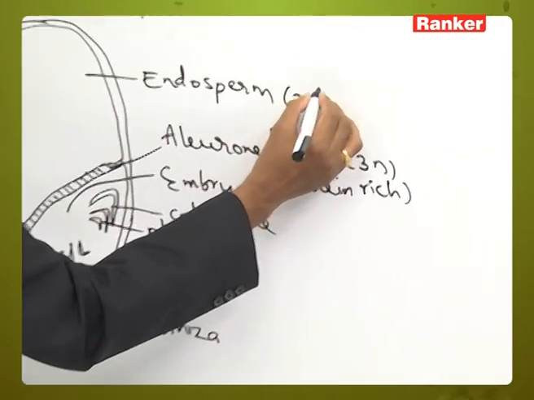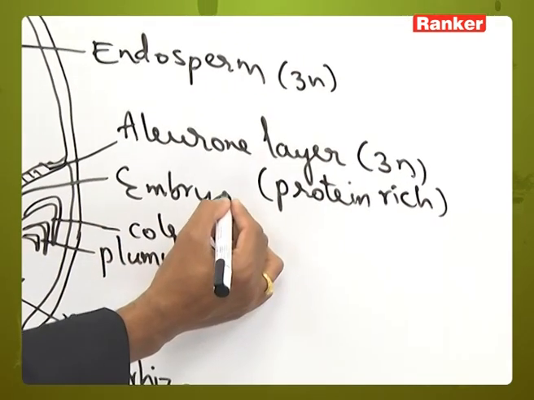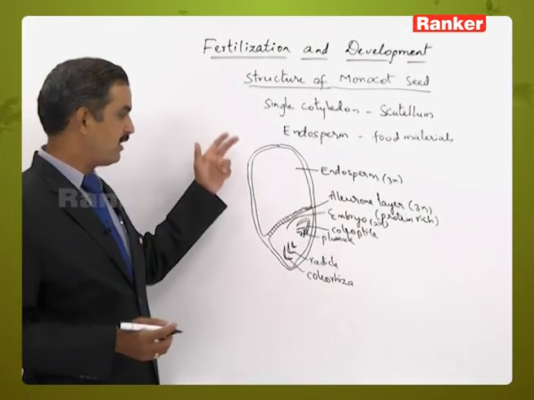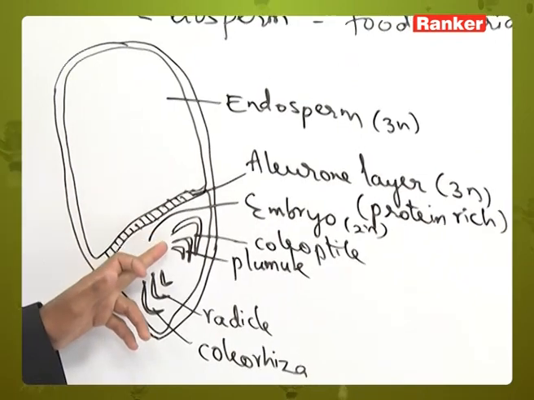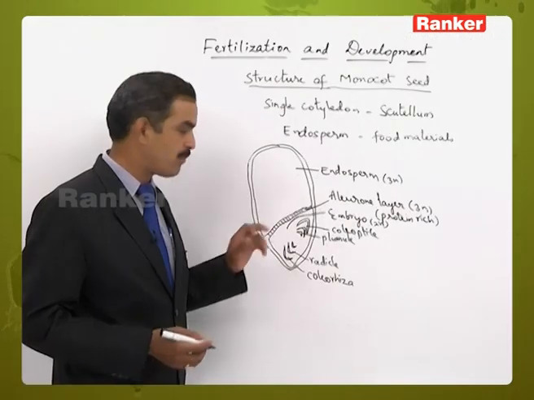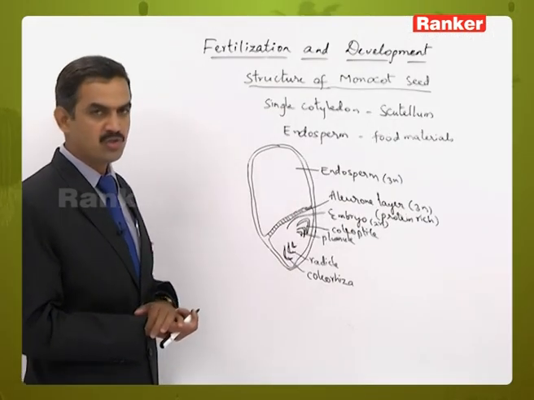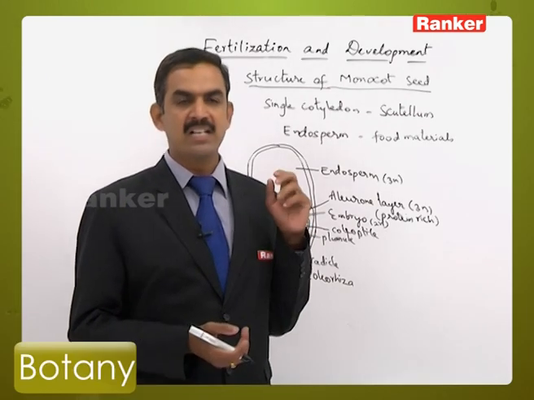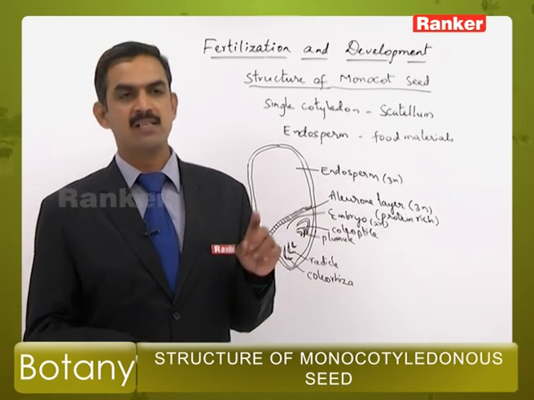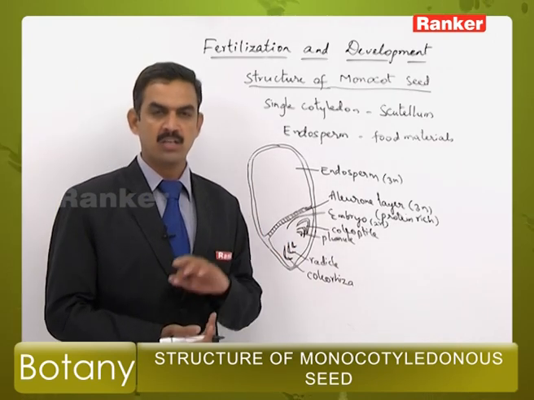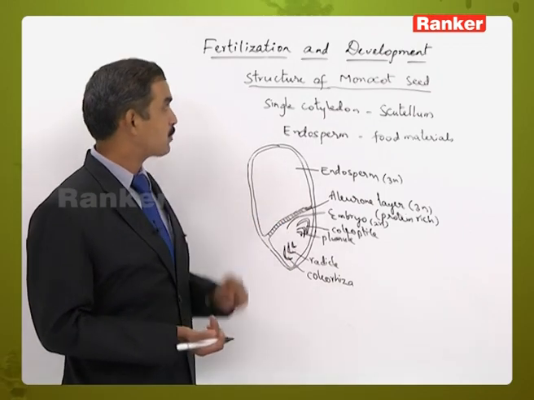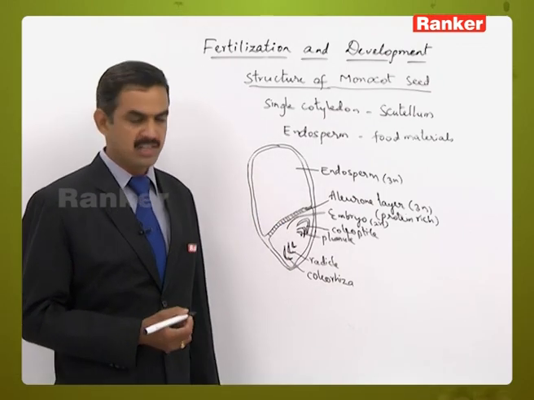Endosperm is also triploid in nature, whereas embryo parts are diploid in nature. So, in the monocotyledon seed, two different types of triploid structures are present and one type of diploid structure is present, whereas in the dicotyledonous seed only the endosperm is triploid, whereas the embryo is diploid. So, the aleurone layer is an extra triploid structure that is present in the monocotyledonous seed.